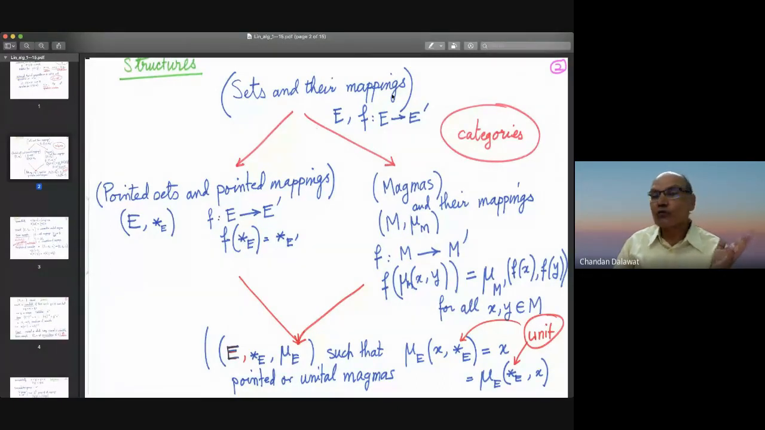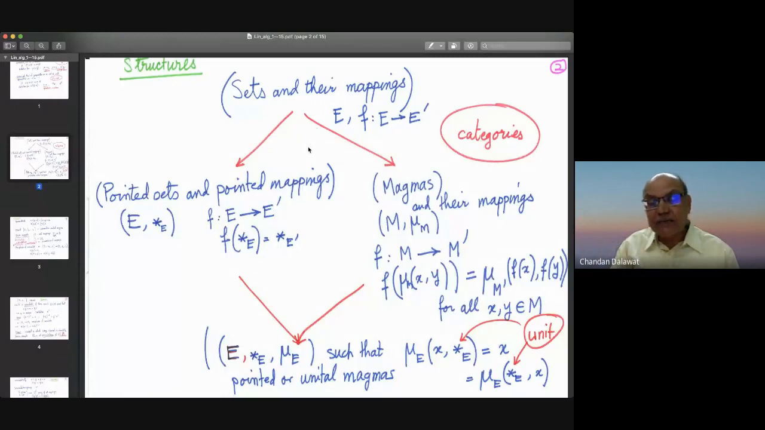I hope everybody knows what mappings are, right? I'm assuming that everybody knows what mappings are. So these are sets with some special elements. For example, the empty set cannot be here because every set in this category has to have one element which is sort of distinguished. And mappings should take that special element to the special element.